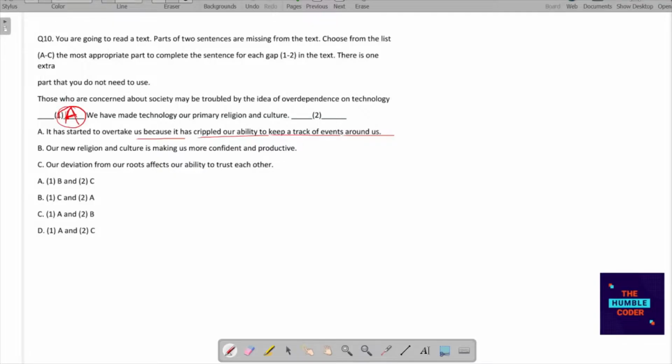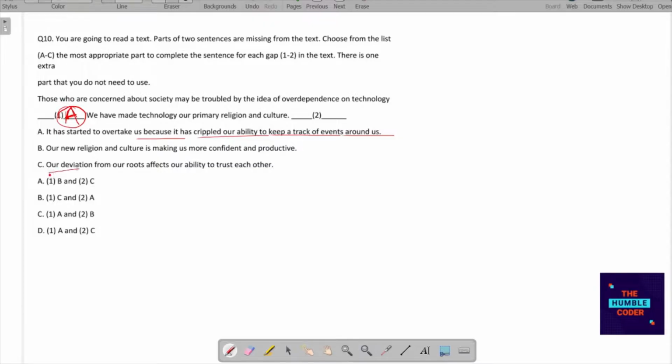So in this case, let's try to put the B first. Our new religion and culture is making us more confident and productive. Our deviation from our roots affects our ability to trust each other. We have made technology our primary religion and culture. Our deviation from roots affects our ability to trust each other.